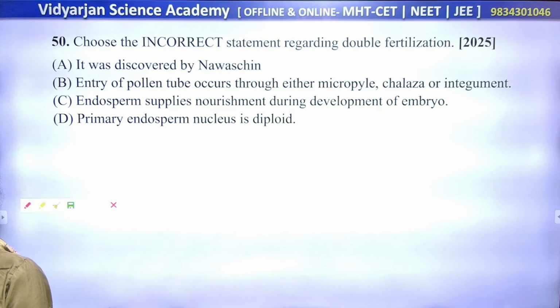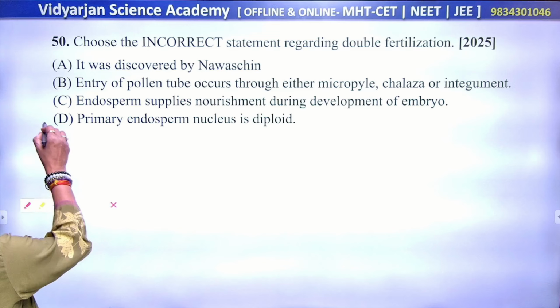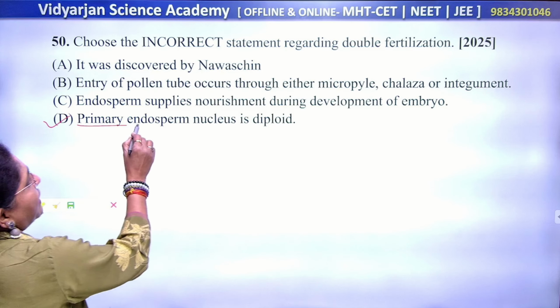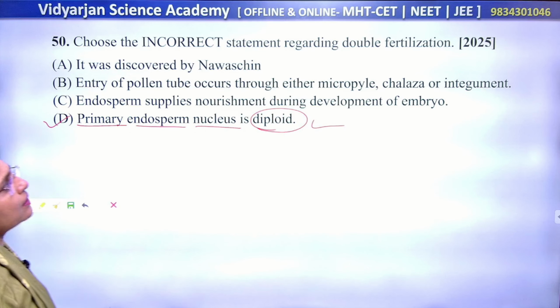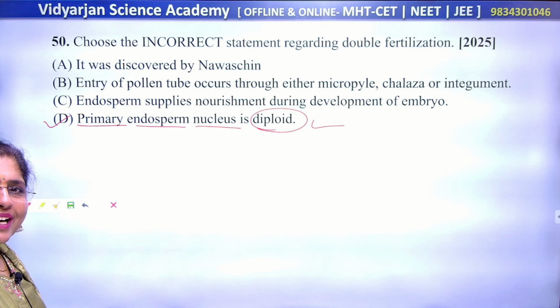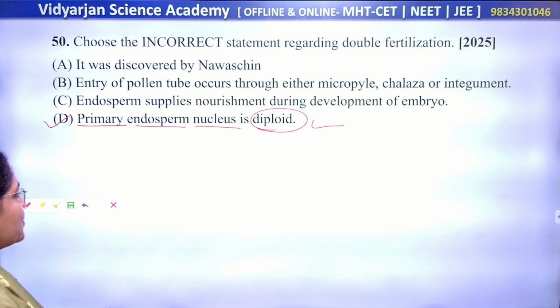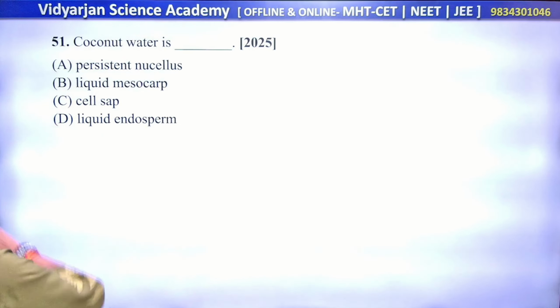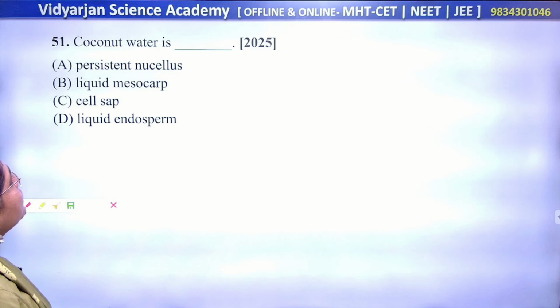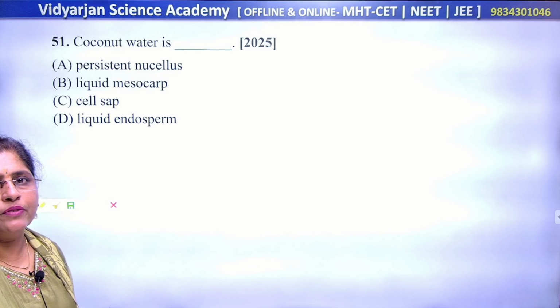So what should be the answer here? D is the correct answer. Primary endospermic nucleus is diploid in condition. So this is what is wrong, but this is your correct answer. Got it? So you should remember perfectly. Next, question number 51.